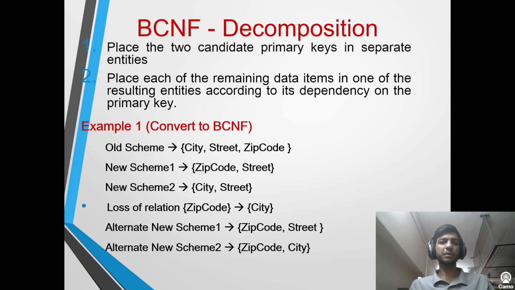To convert some schema into BCNF, we have to take the following steps. Place the two candidate keys in separate entities. Place each of the remaining data items in one of the resulting entities according to its dependency on the primary key.